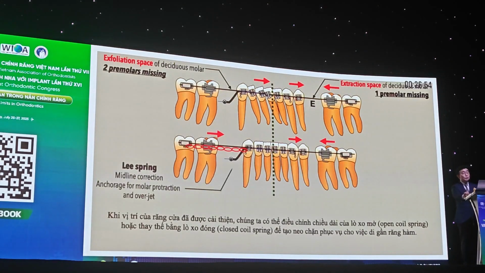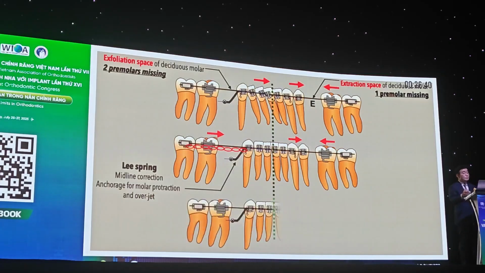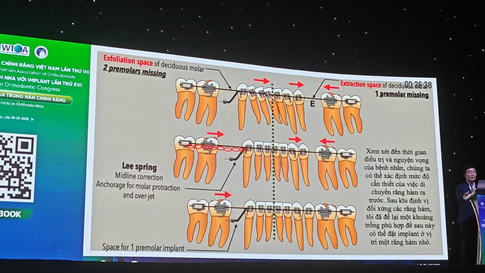Once the position of the incisors shows improvement, I can adjust the length of the open coil spring or replace it with a closed coil spring to establish an anchorage for the forward movement of the molars. Considering the duration of the treatment and patient preference, we can determine the extent of forward movement of the molars. After achieving a symmetrical position of the molars, I left adequate space for the future implant in the area of the first premolar.